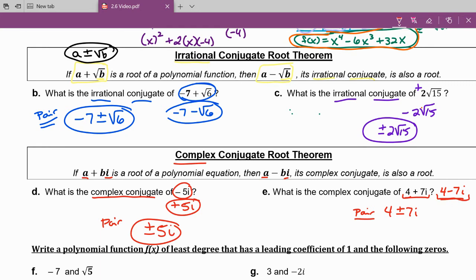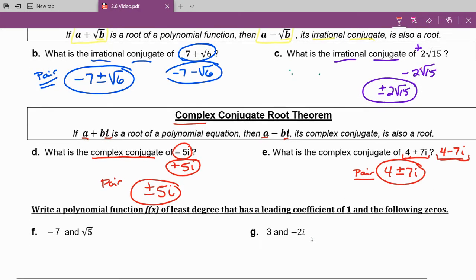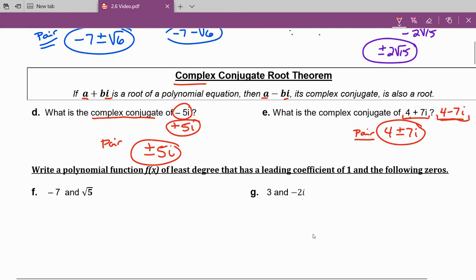So notice the 4 does not change. It's the plus or minus in front of that 7i, in front of the complex root, that makes up the two roots.